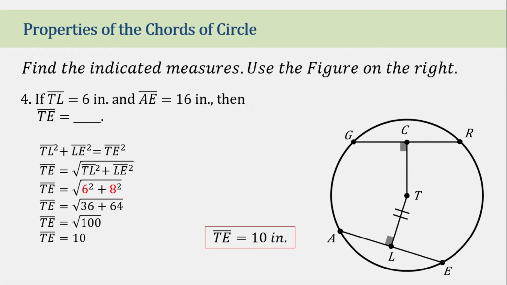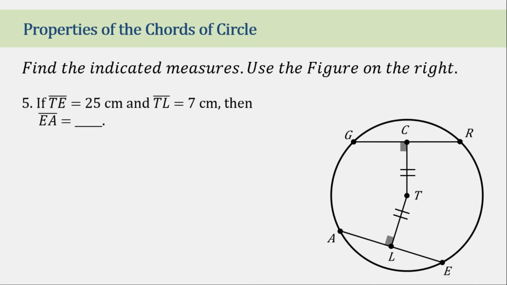Next is number 5. TE is 25, meaning the radius is 25. Then TL is 7. Then we are asked to find the measurement of EA. Now, let's analyze first the problem.